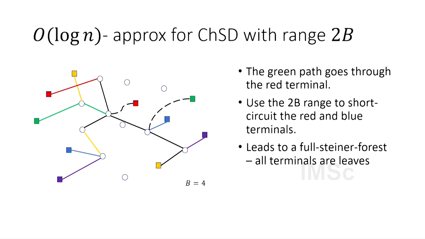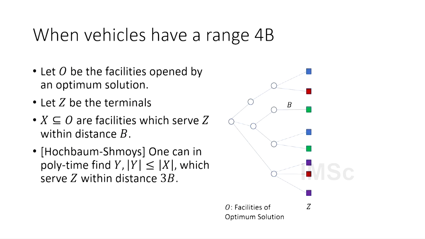I am almost out of time, so I'm going to stop very soon. But we took this further, and I'm not going to show you the whole algorithm here. We said, can we get a constant approximation? So still we're getting only a log approximation. Can we get a constant approximation? And we can if we allow a range of 4 times b.